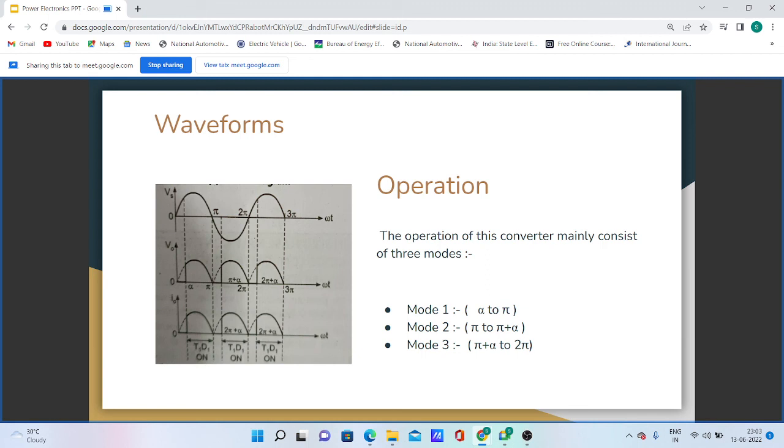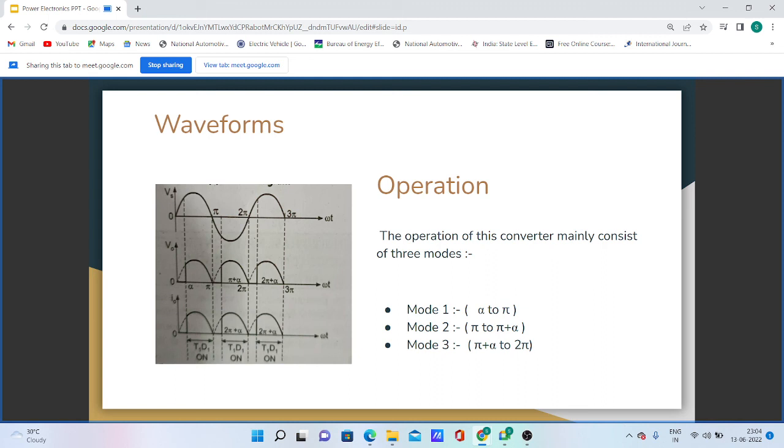Now mode 2, that is pi to pi plus alpha. In mode 2, at the instant omega t equals pi, the supply goes through 0, and after pi, the supply voltage reverts its polarity. Due to reverse supply across the conducting devices T1 and D1, they turn off at omega t equals pi, and this type of turn off is called natural or line commutation. Therefore, the output voltage is 0, that is VO equals 0 volt, and load current is also 0.